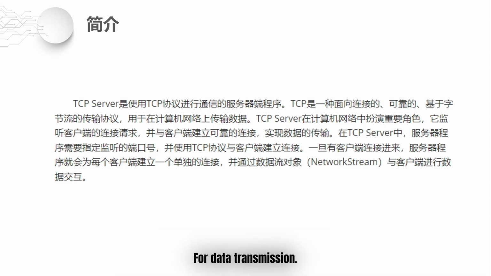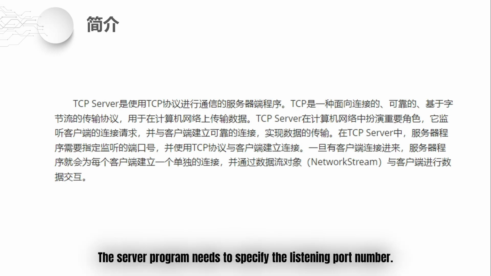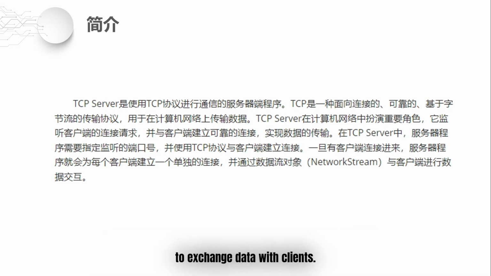For data transmission, in TCP Server, the server program needs to specify the listening port number and use the TCP protocol to establish a connection with the client. Once a client connects, the server program will establish a separate connection for each client and pass it through the data flow object to exchange data with clients.